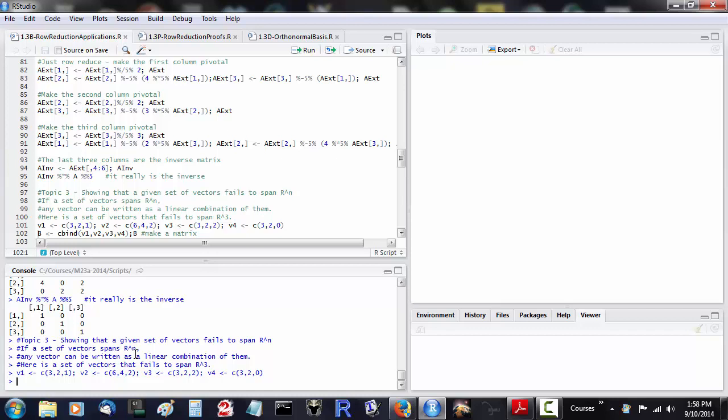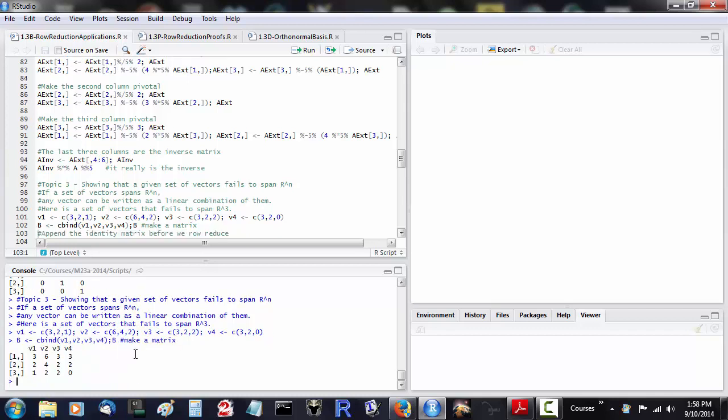And then you look a little bit harder and say, oh, I get it. The second one is twice the first one. It doesn't really add anything. And it must be that somehow the fourth one can be made out of the first and third ones. Well, we know how to discover this.